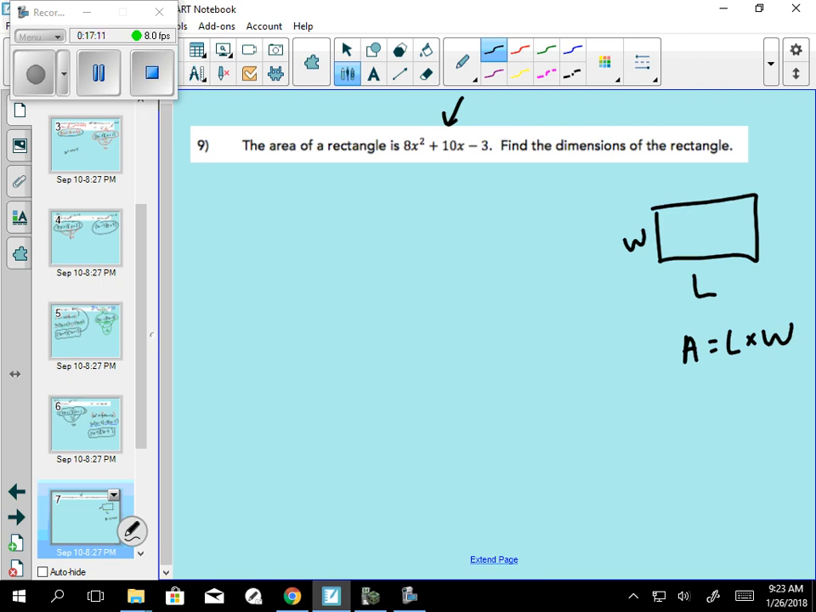Okay, so factoring that one, I think we could probably do this one just with the guess and check method. We know 3 here, the only thing to multiply to 3 is 3 and 1. 8 does have some options here. It could be 8 and 1 or 4 and 2. Let's try 8 and 1 first.